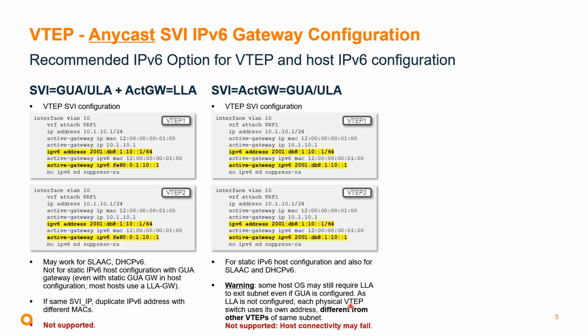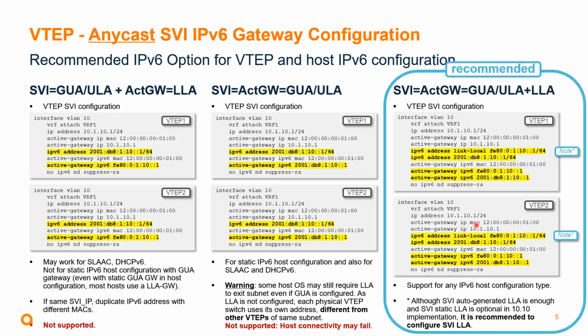So as the link local is not configured on VTEP 1 and VTEP 2, it may not work well, and you may experience host connectivity issues if there is, for instance, vMotion between VTEP 1 and VTEP 2 for the VM. So that is not really recommended. Actually, we decided not to support that one.